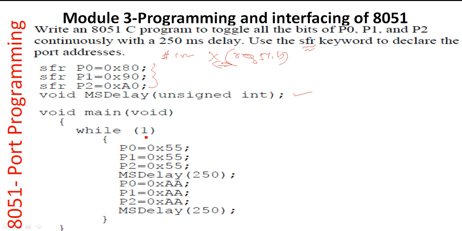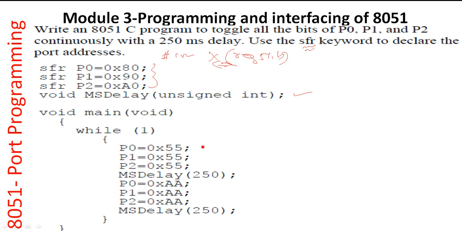While true means an infinite loop. First we will write 0x55 to port 0, 55 to port 1, 55 to port 2, then we'll call the delay. So we will write 01010101 to every bit of ports 0, 1, 2. Then we'll wait for some time, 250 milliseconds, or 500 milliseconds, or 1000 milliseconds, whatever it may be. Then again we will write P0 with 0xAA.